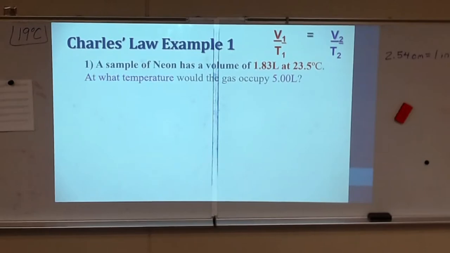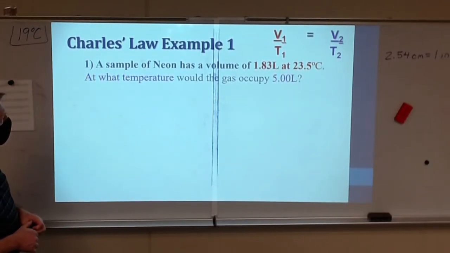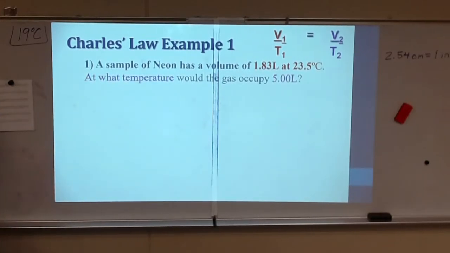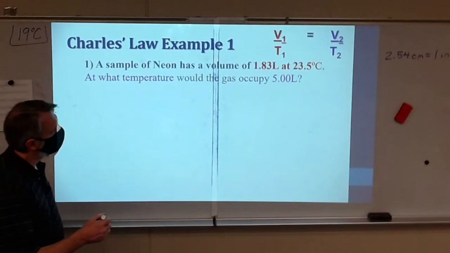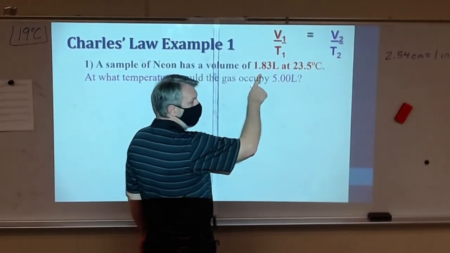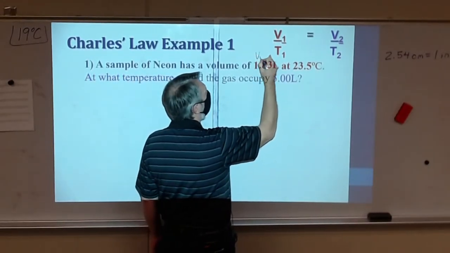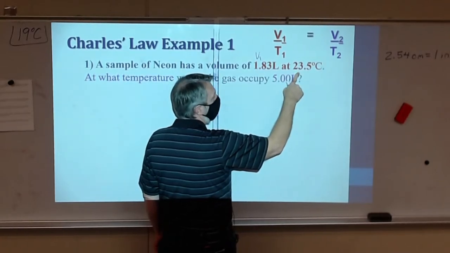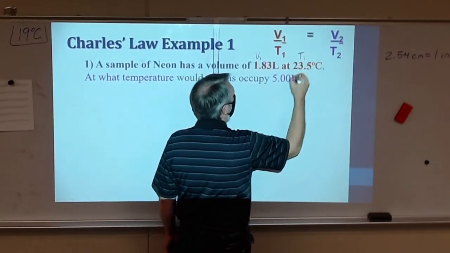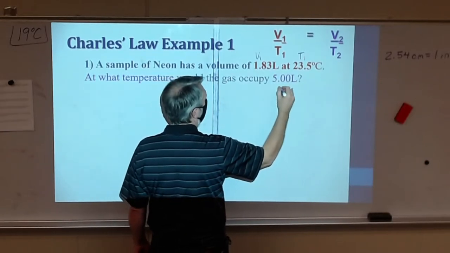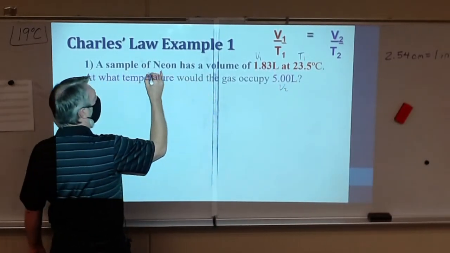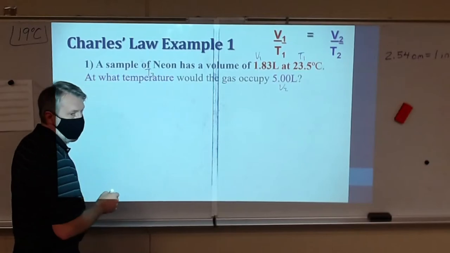Let's try this. A sample of neon has a volume of 1.83 liters at 23.5 degrees Celsius. At what temperature would the gas occupy 5 liters? So let's go through this. The 1.83 is what variable? V1. And 23.5 is T1. And 5 liters would be V2, and I'm trying to find T2, right?